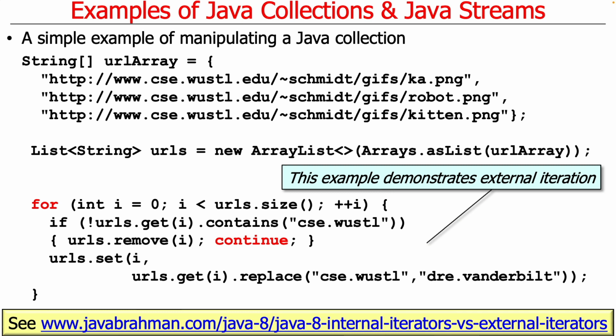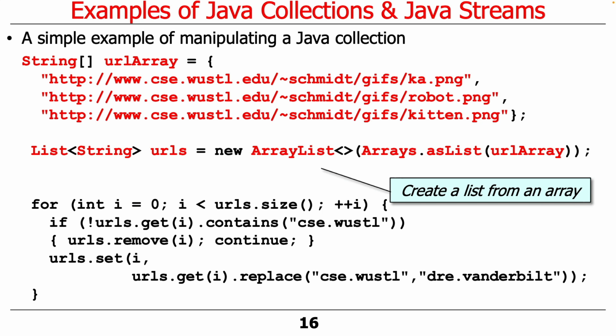We'll start out with a collection first. This example demonstrates what's called external iteration, where the iteration is taking place outside of the collection. In this case, it's using an index-based for loop. Not necessarily the best way to do things, but that's an example of external iteration for sure. You can see here that we create an array of strings that have links to various entities on my old Washington University website. And over here, we make an array list of these elements, so we have a list of strings, of URLs.